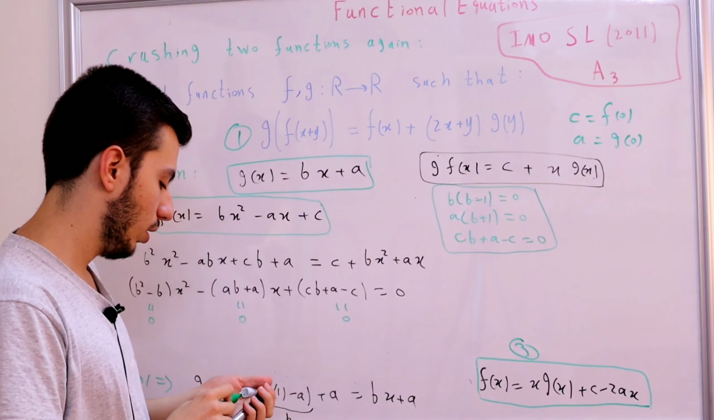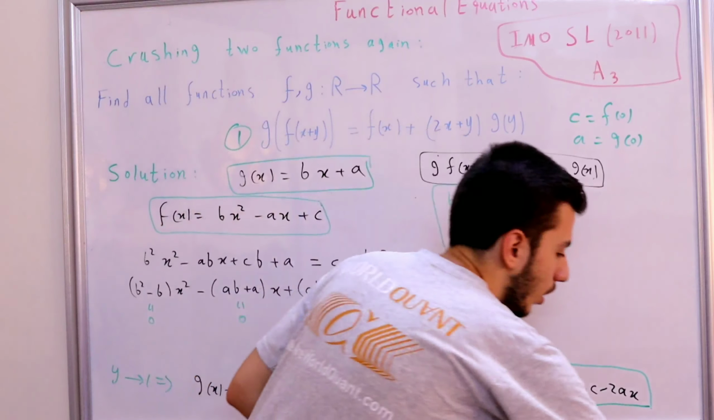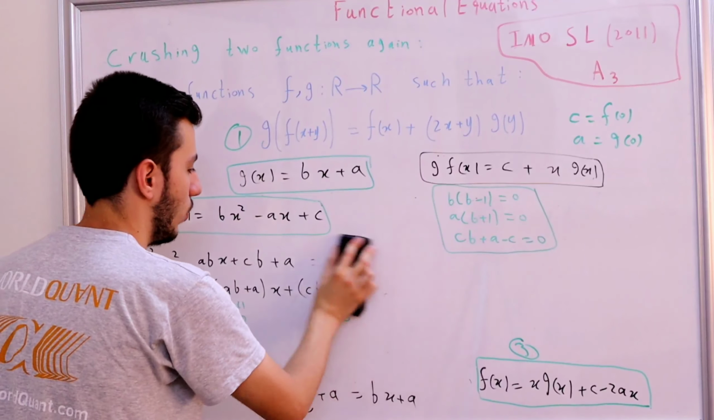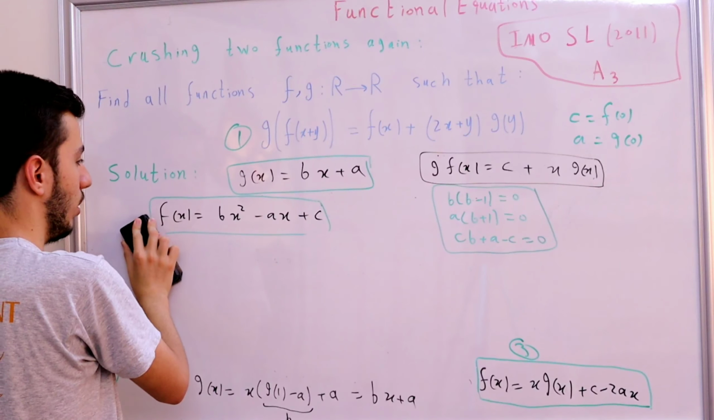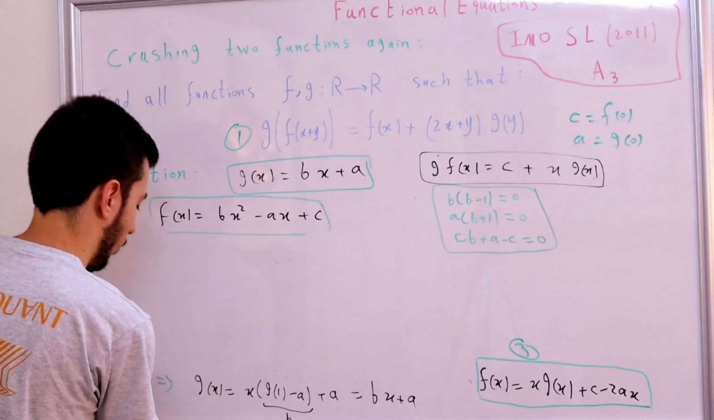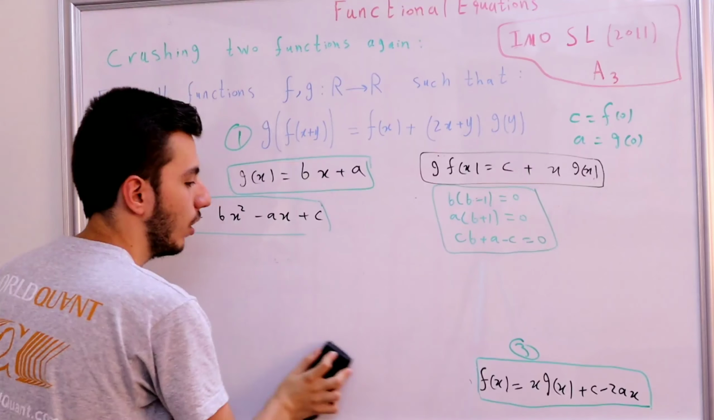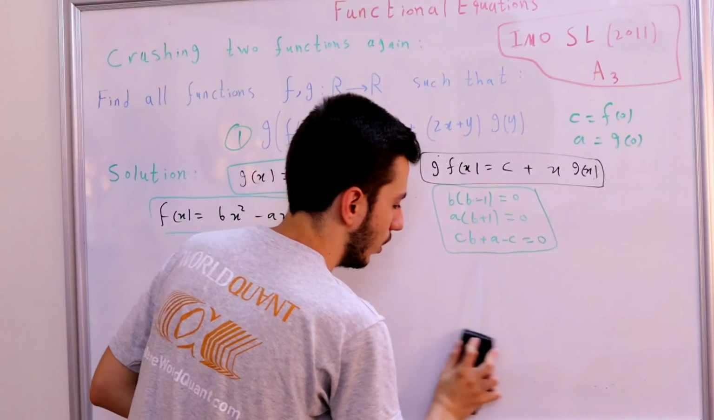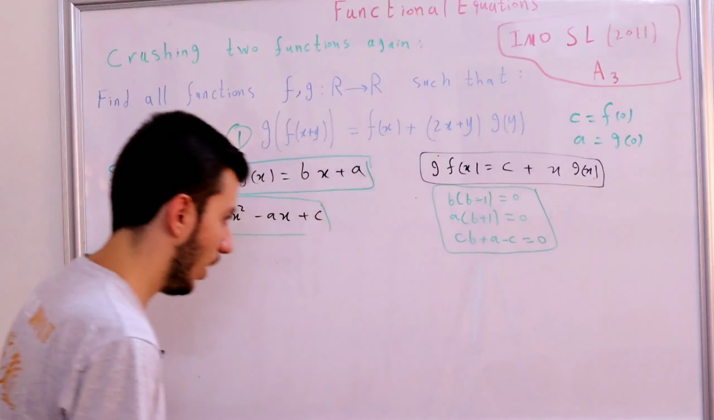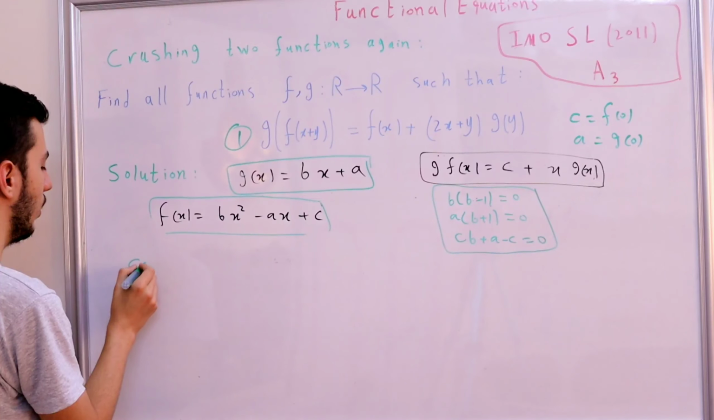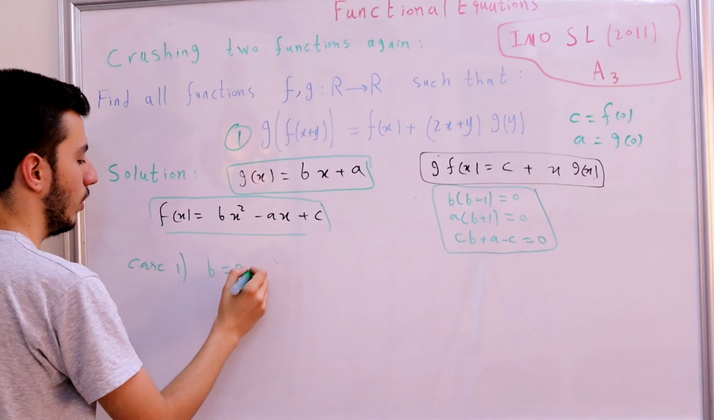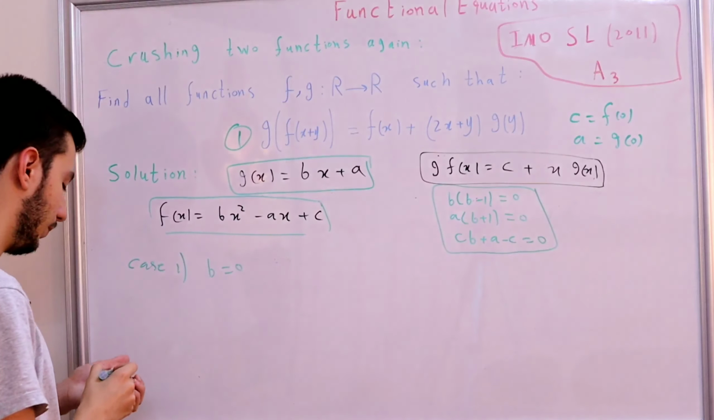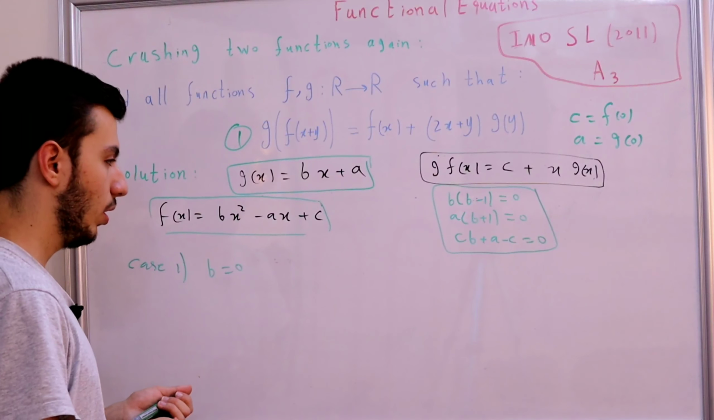So let's actually erase this and solve these three equations. Okay, we will need this. We don't need this anymore. So we have two cases. Case 1 is b is equal to 0. Okay, in this case, b is equal to 0.